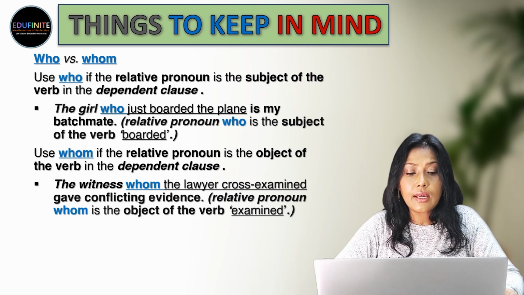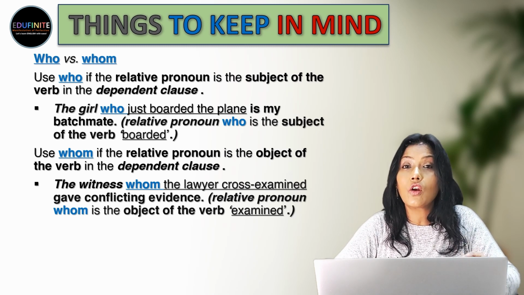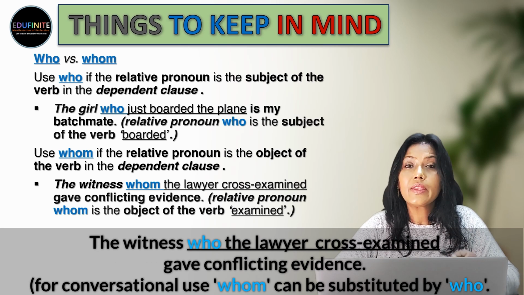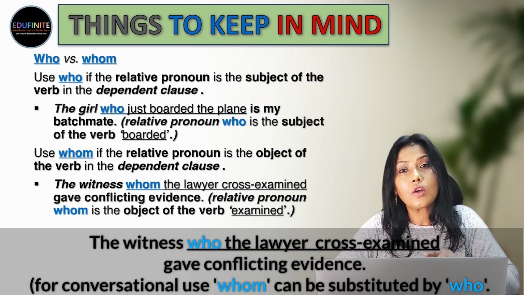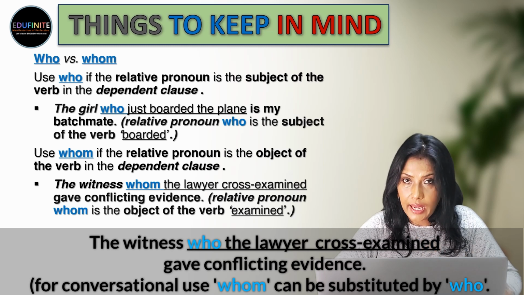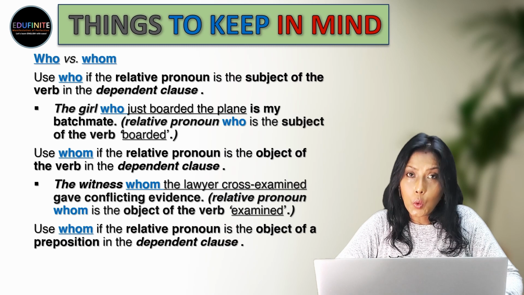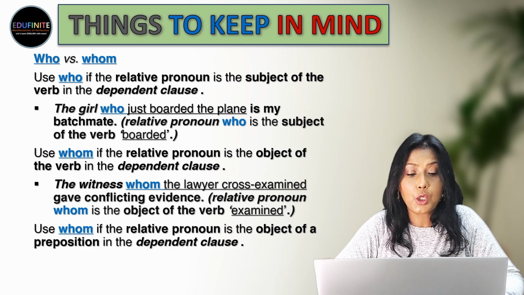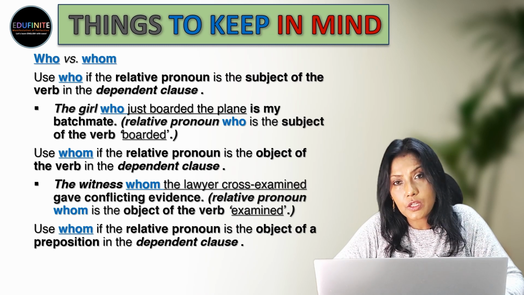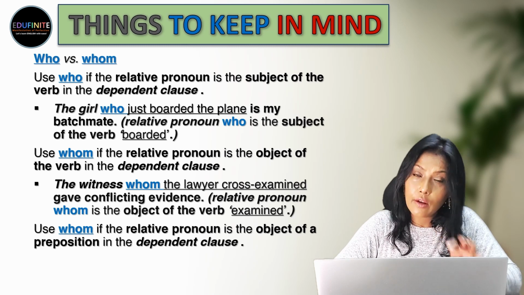So, which is the verb over here? The verb is cross-examined. So the lawyer cross-examined whom? The witness. So here it is the object of the verb cross-examined. Hence we use whom. Next is use whom if the relative pronoun is the object of a preposition in the dependent clause. So if it is the object of a preposition, then also we use whom.